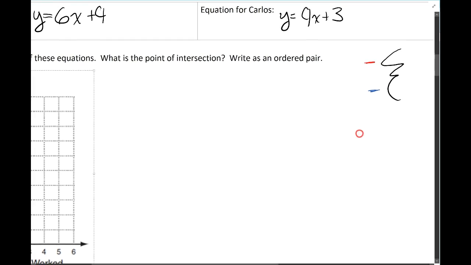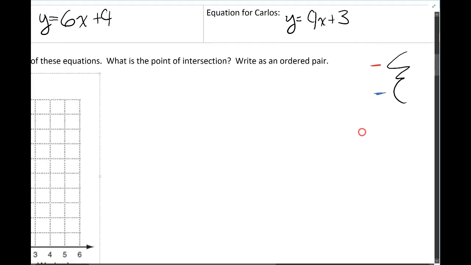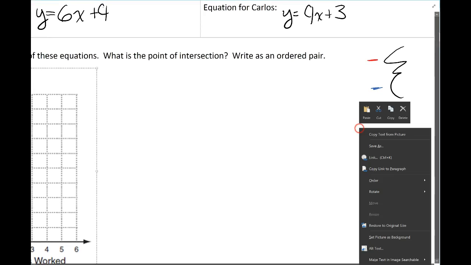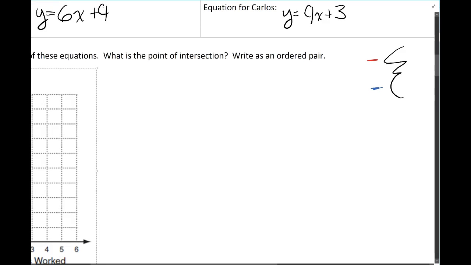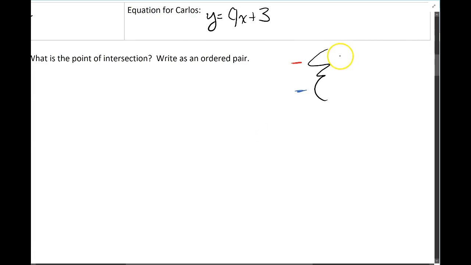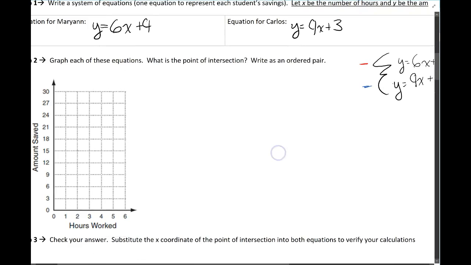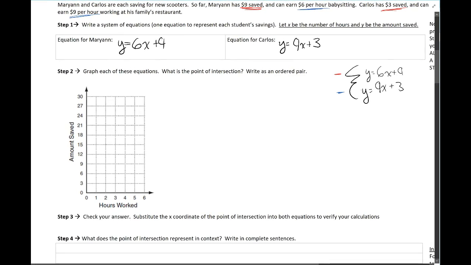Now, we know that Marianne earned money in a way that can be represented by y equals 6x plus 9, and Carlos earned money in a way that can be represented by y equals 9x plus 3. So now that I've got that written down, I'm going to go to my step 2.